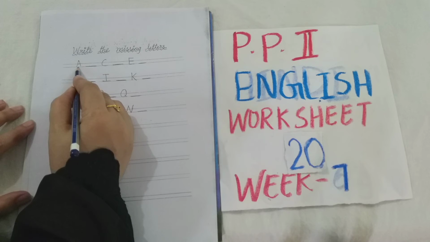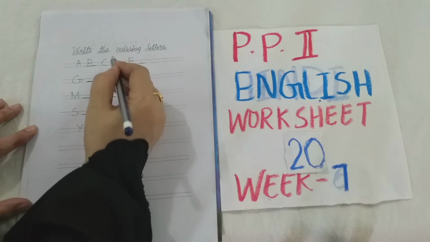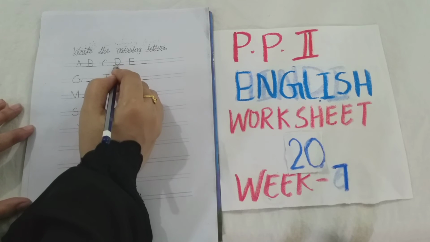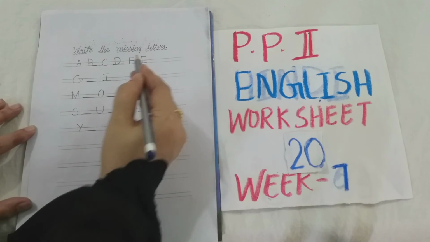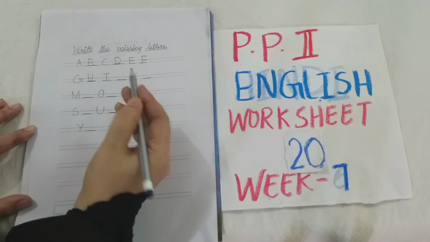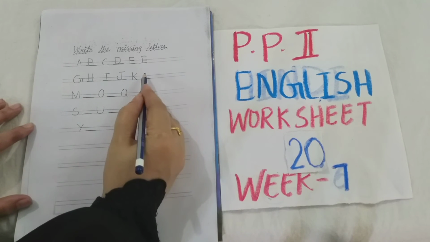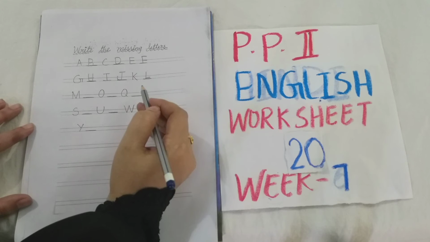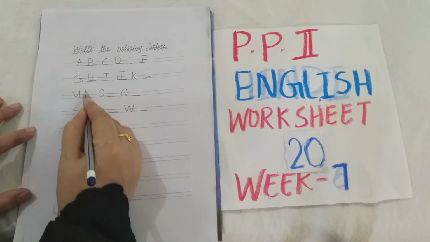A is here. Then A after, B you have to write in the dash. Capital B. Then C after, D. E is here. E after, F. Then G is here. G after, H. I after, J. K after, L. Now M is here. Which letter is missing here? N. So write here N.